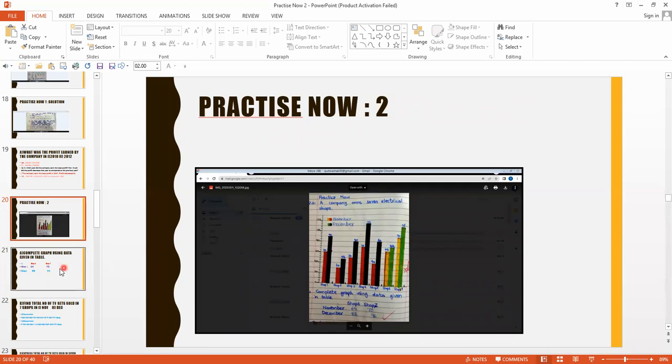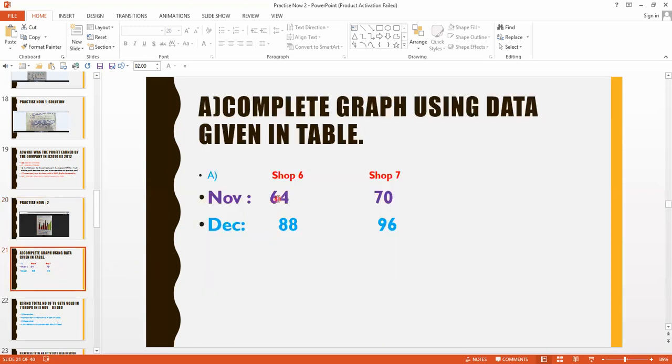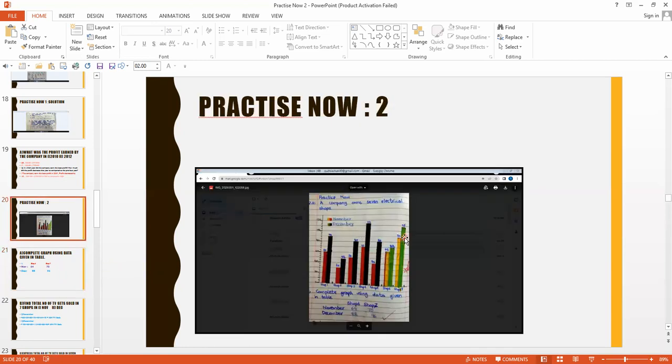According to this information, I have to draw for shop 6 in November, it is 64. Look here, it is 64. For shop 7 in November, it is 70. Similarly, in December, in shop 6 it is 88, and for this one it is 96. Clear?